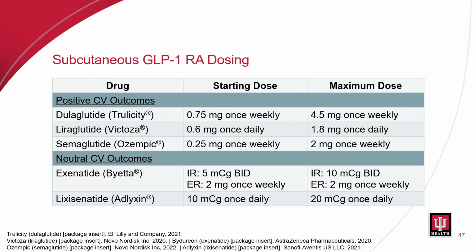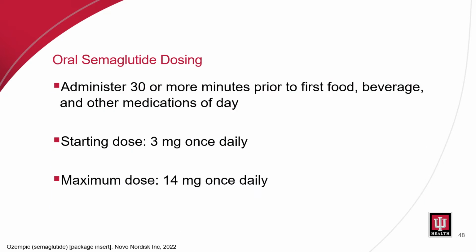These are titrated every 4 weeks, with the exception of lixisenatide, which is increased on day 15 from 10 micrograms to 20 micrograms daily. Then the oral semaglutide dosing, we administer this 30 or more minutes prior to the first food, beverage, and other medications of the day. We start the patients on 3 milligrams once daily and titrate every 30 days to a maximum dose of 14 milligrams daily.